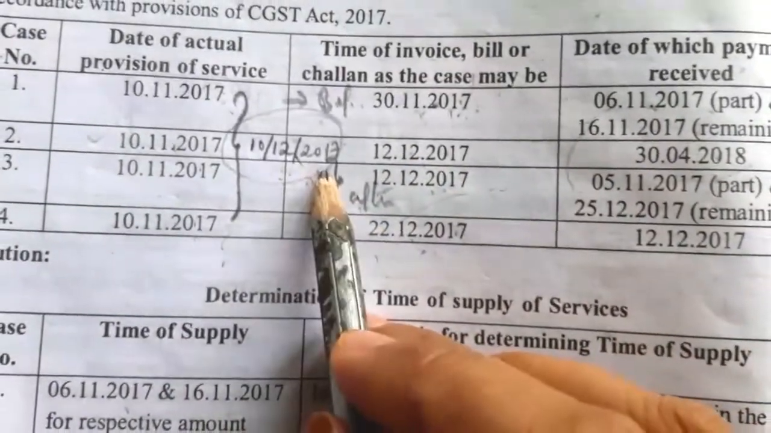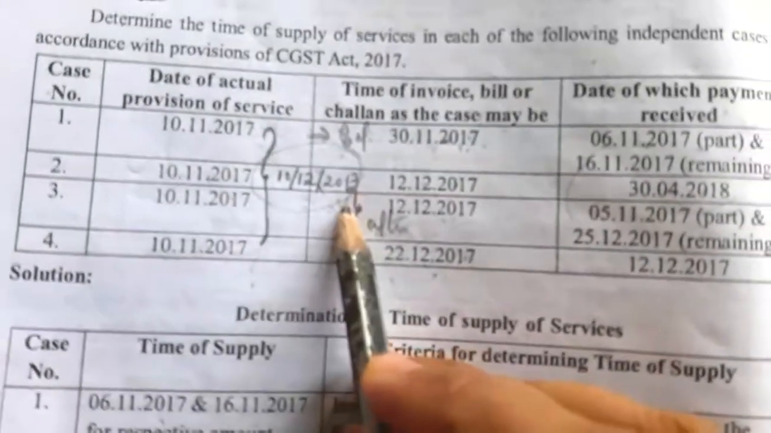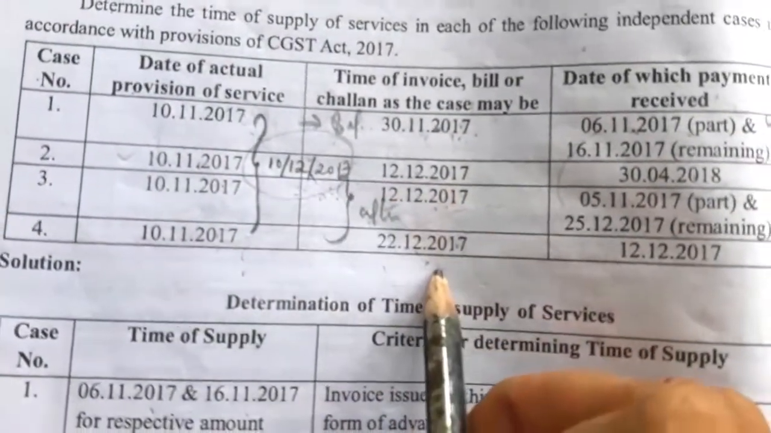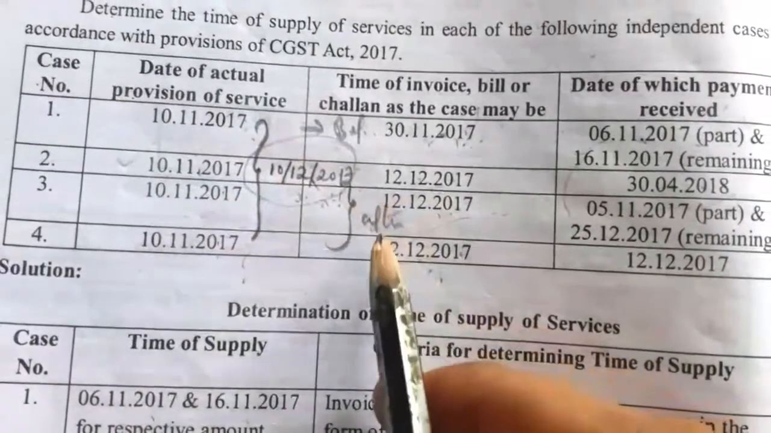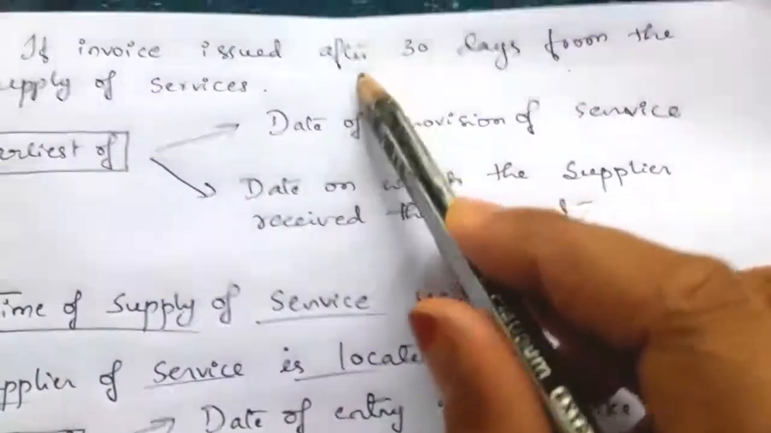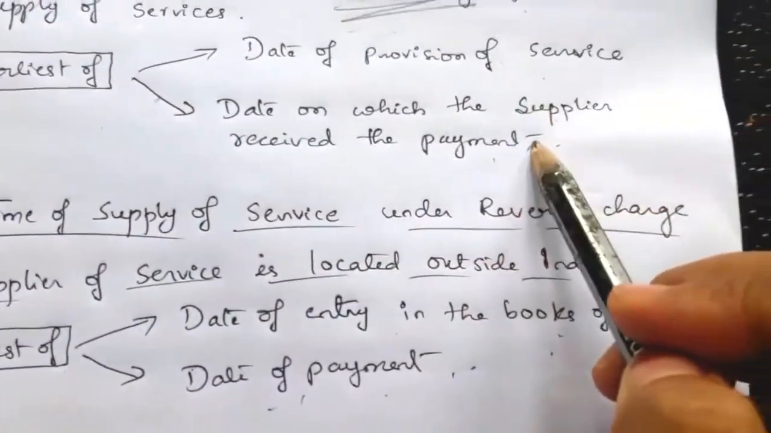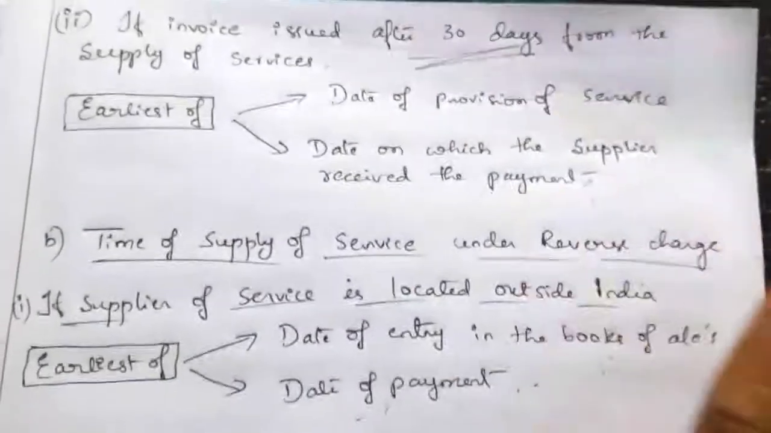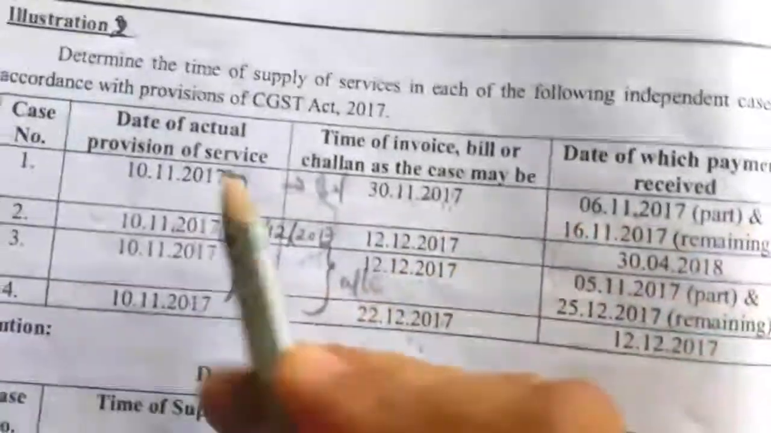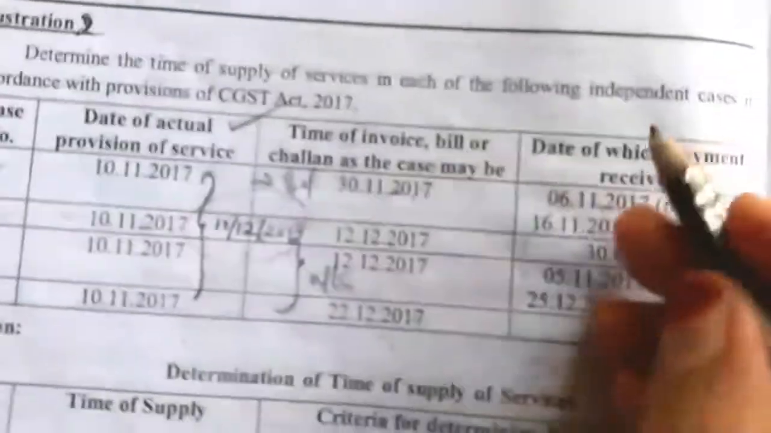So how is it after? 10/12/2017 is the time frame. This invoice date is after this date. So we have to apply the rule of after 30 days. So in the case of after 30 days we have to compare provision of service or payment received, and the earliest date is taken as the time of supply. So we have to compare this and this.